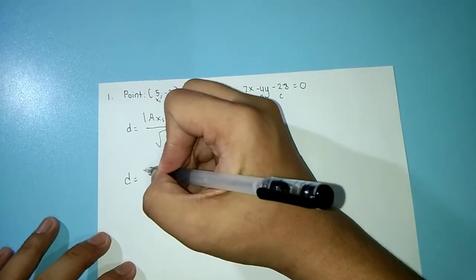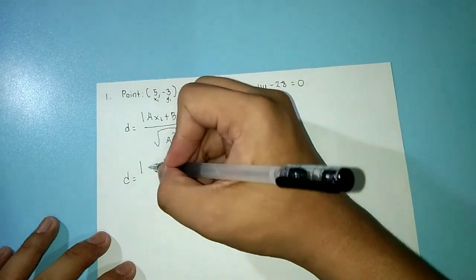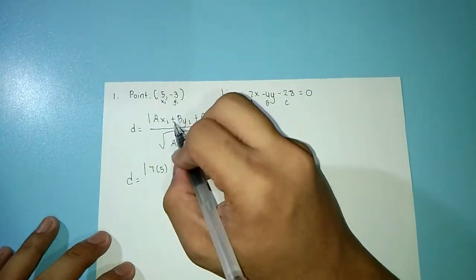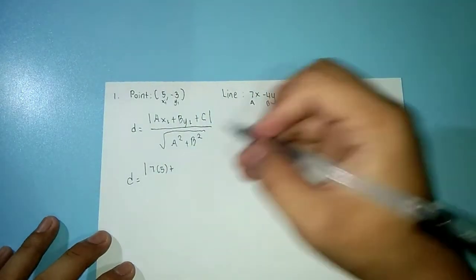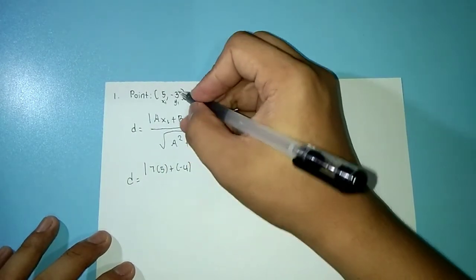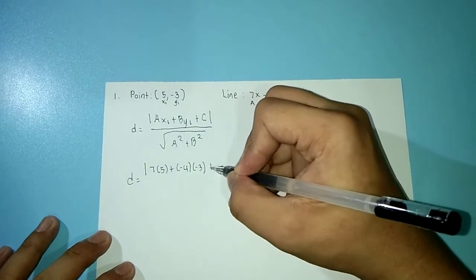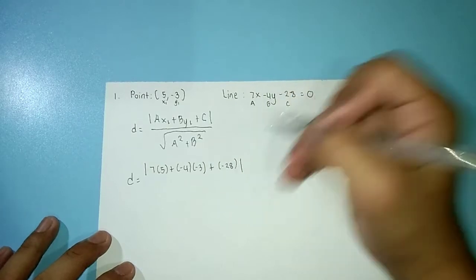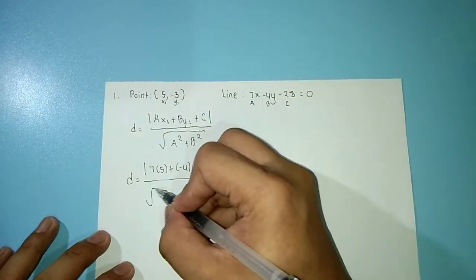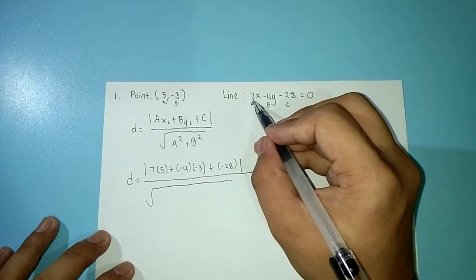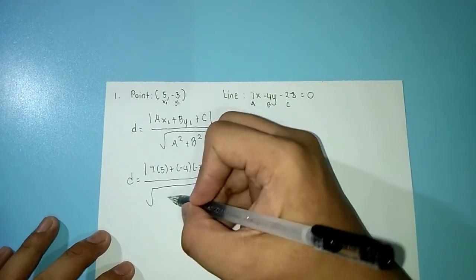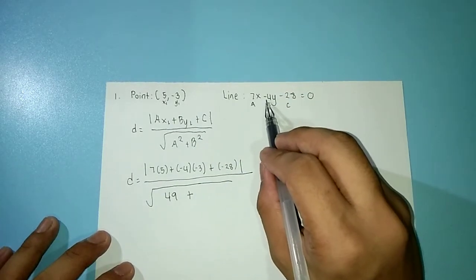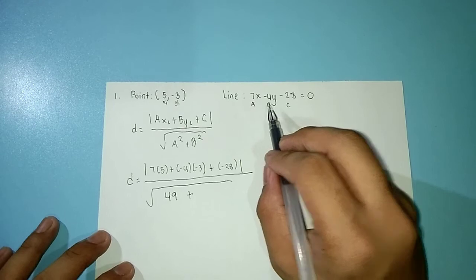So yung D natin ay equal sa absolute value, ano yung A natin, that is 7. Ano yung X sub 1, that is positive 5. Okay? Plus, ano yung B natin, that is negative 4. Tapos Y sub 1, that is negative 3. Plus, ano yung C natin? Yan yung constant, that is negative 28. All over, square root ng, ano yung A squared? Ayun yung 7. So, ano yung 7 squared? That is 49. Plus, B squared. So, ano yung B squared? Negative 4, quantity squared, that is positive 16.